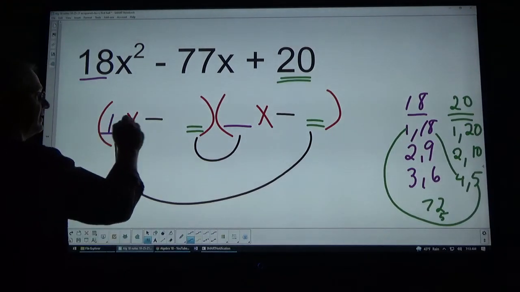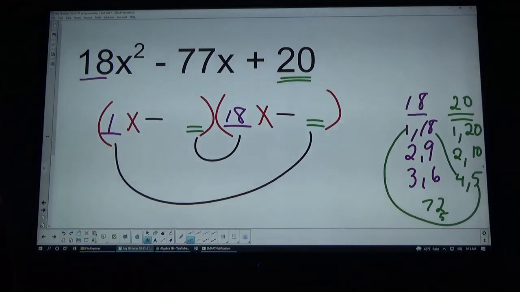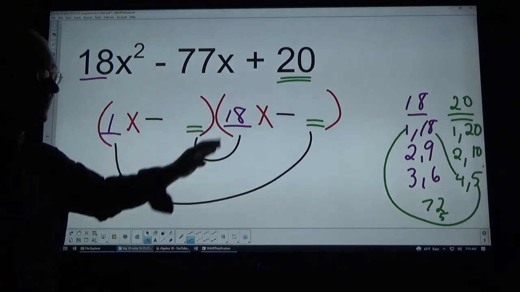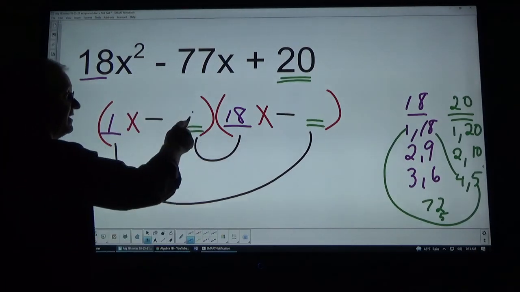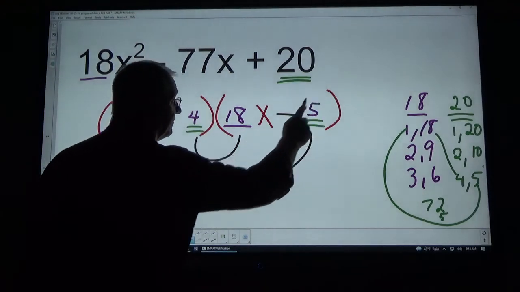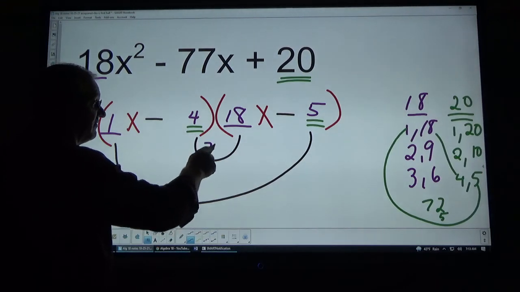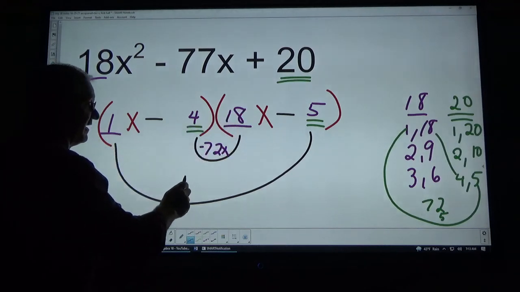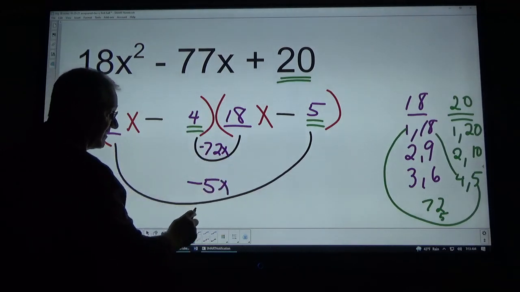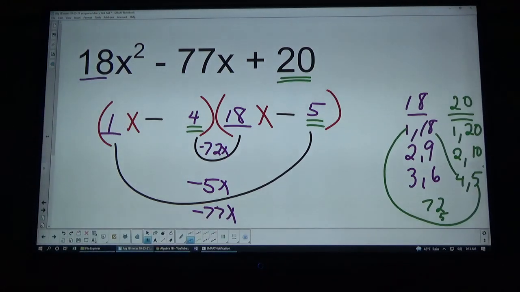So 1 and 18, because of the signs, it doesn't matter for the first pair where I put them, as long as they're in the first underlined spot. Now I have to connect the 4 with the 18 and the 1 and the 5. So again, 4 times 18 is 72, negative 72x. 1x times negative 5 is negative 5x. That does give me negative 77x. And I've got my right signs. And my right answer for the middle term.